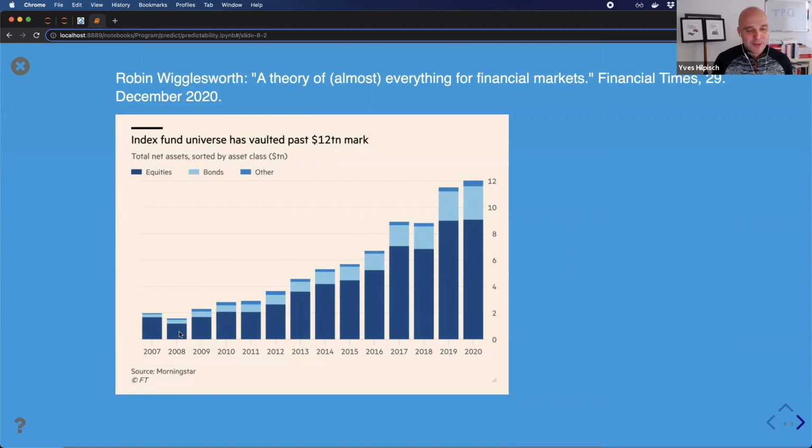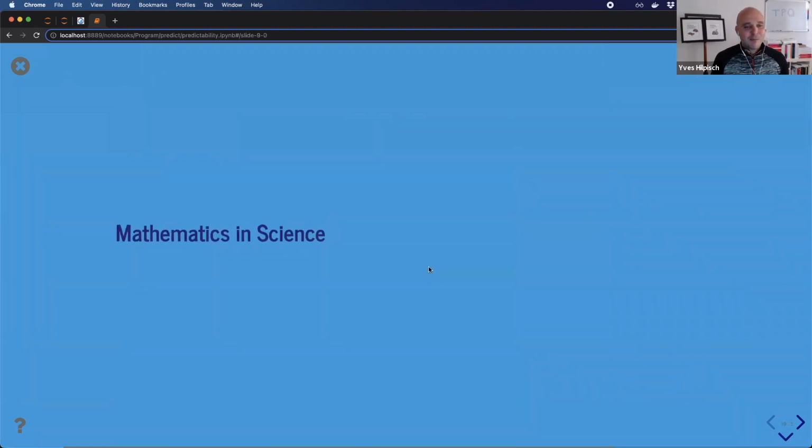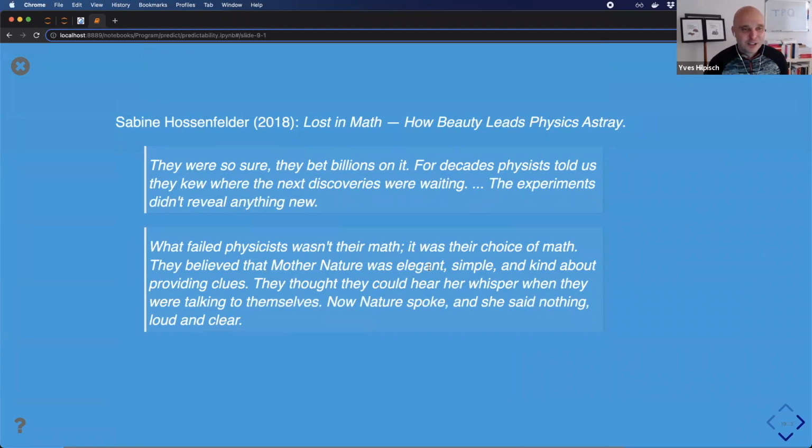There was just one dip here with regard to these investment vehicles during the 2008 crisis, right? And here a small, tiny dip, 2018. So mathematics and science, also a topic that I love.